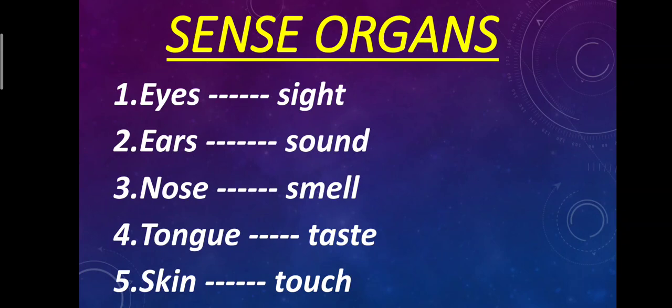The second one is ears. With the help of ears, we are able to listen to different types of sounds. Then the third one is nose. Nose enables us to smell different things, either it's a good smell or a bad one. And the fourth one is tongue. With the help of tongue, we can taste different foods.